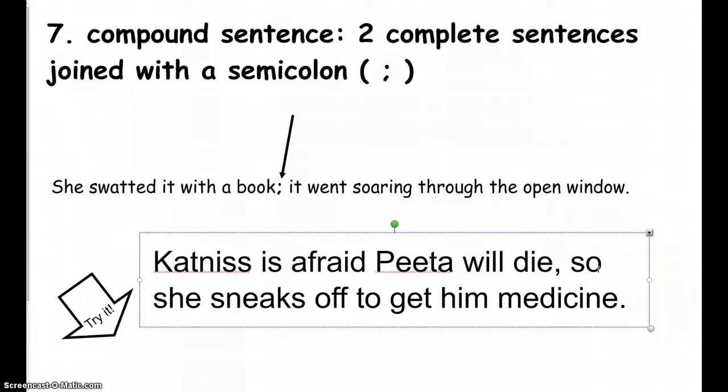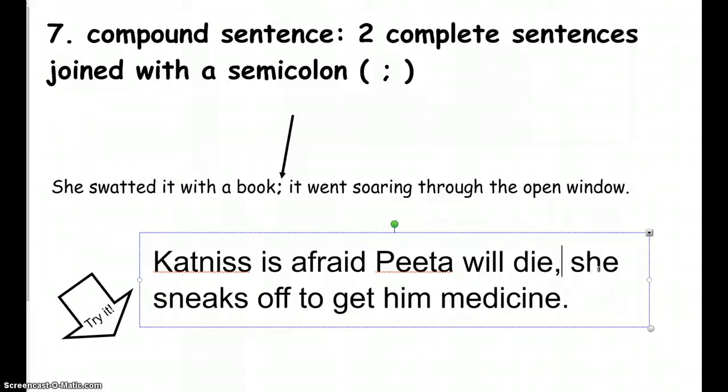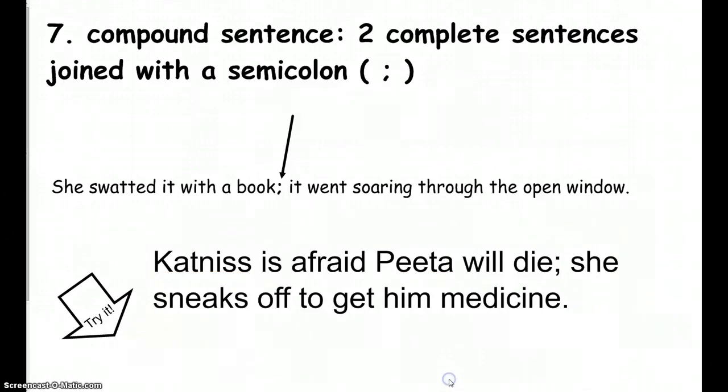So if we look at this sentence, Katniss is afraid Peeta will die, so she sneaks off to get him medicine. If I delete my comma conjunction, I can substitute in a semicolon, and there I've got a compound sentence. We don't use a conjunction with a semicolon, and we don't need to capitalize this because, again, the sentence starts way over here with Katniss. Okay, and so these are our 7 or I guess 8 ways, because we have 2 ways to make a compound sentence, to vary our sentence structure.